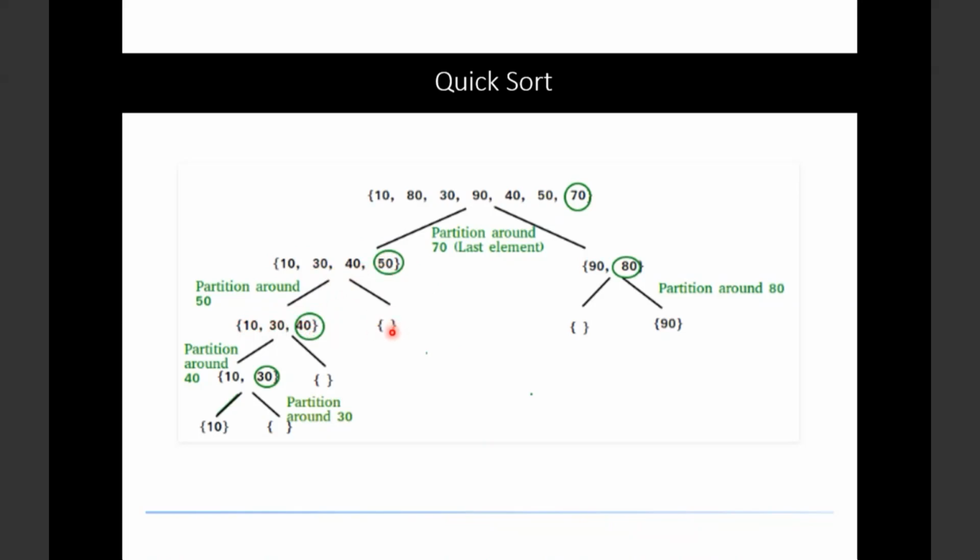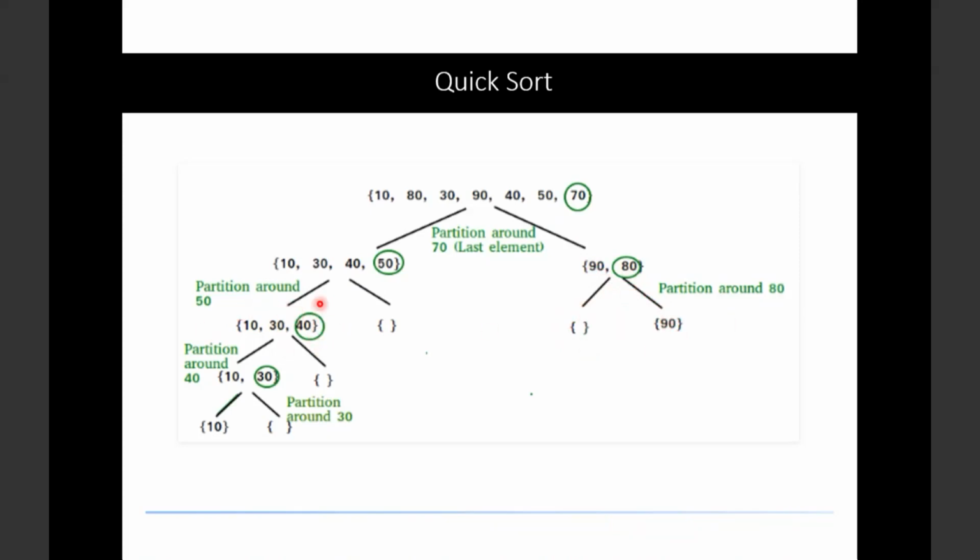Next, for this one here, we take 80 as a pivot point, your focal point. So check: 80 is smaller than 90. So 90 will go to your right. This means 80 will go here, so it knows 80 is smaller than 90. Now this one is finished.